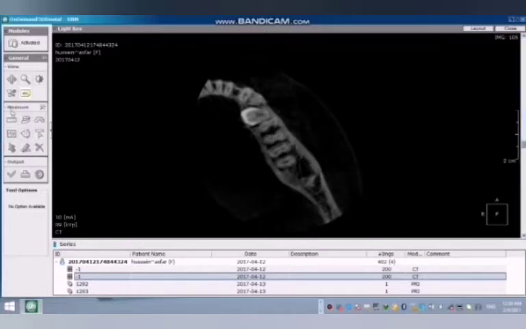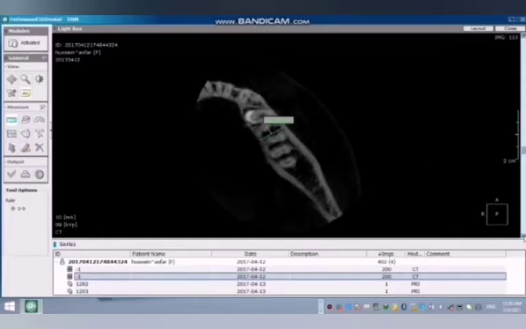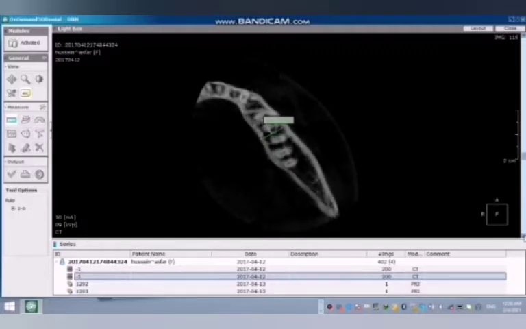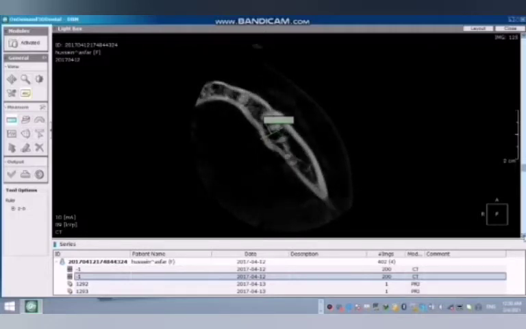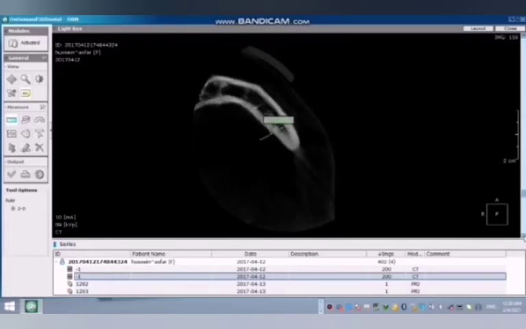What we can also do is measure the width of the alveolar ridge, and measure the tooth itself. We have here the width is 10.02 millimeter. Now we keep moving downward. And that's it.